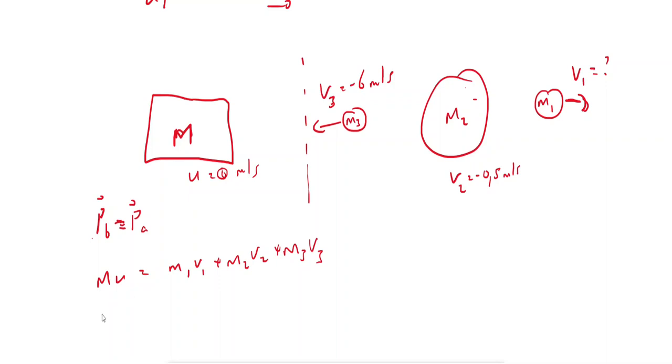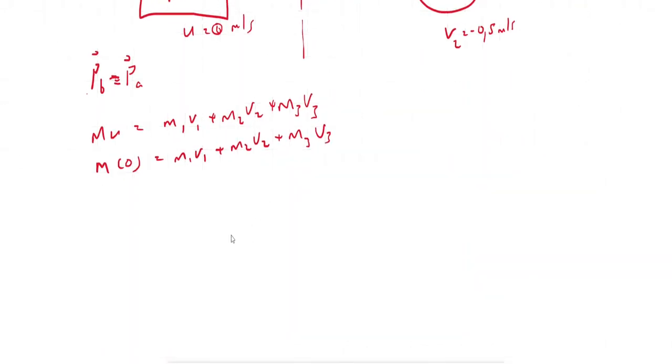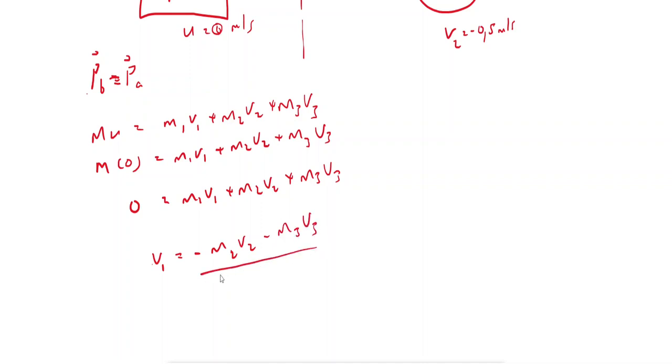So this side is going to be zero, because this is just a mass multiplied by zero. And then this side is just going to be M1 V1 plus M2 V2 plus M3 V3. So 0 is equal to M1 V1 plus M2 V2 plus M3 V3. You want V1, so I'm just going to make V1 the subject of the formula. Hopefully you know the maths by now. This is simply going to be minus M2 V2 minus M3 V3, and then everything is divided by M1. Then you substitute all the values here.